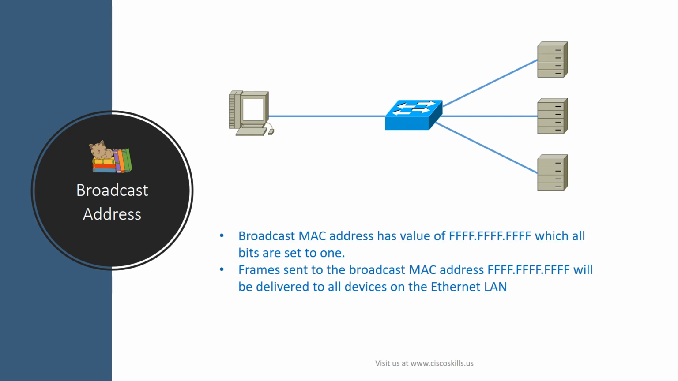Let's now move on to broadcast address. Broadcast MAC address has value of all Fs, in which all bits are set to 1. Frames sent to the broadcast MAC address will be delivered to all devices on the Ethernet LAN.